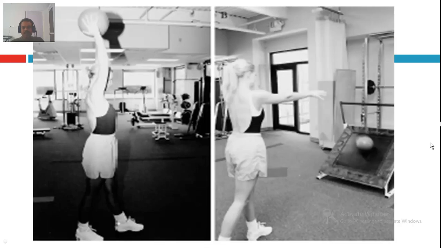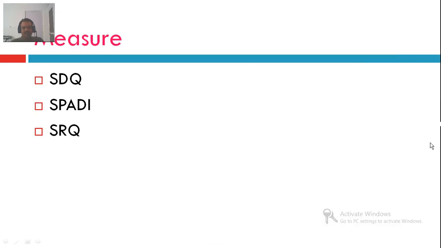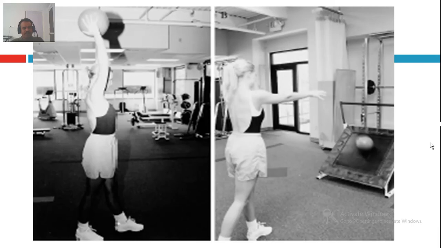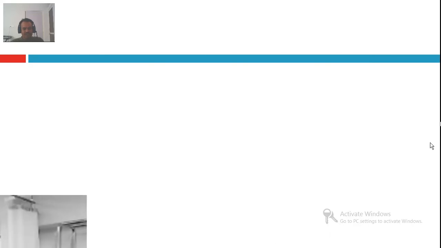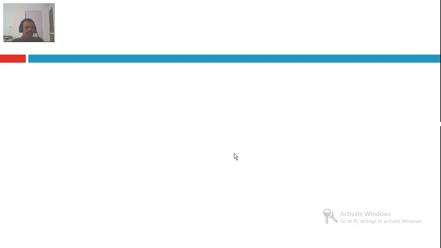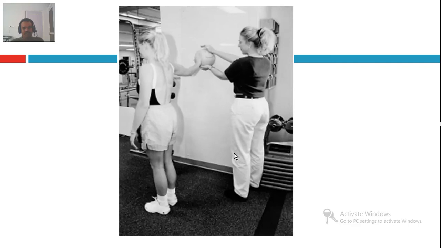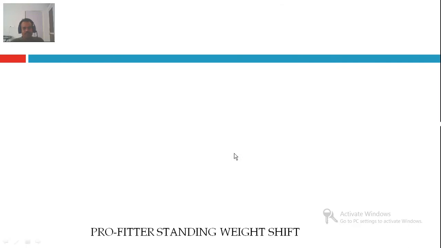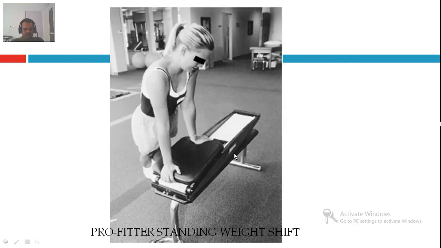Now this is about shoulder plyometrics, that is throw and catch. You can use this exercise even for shoulder stabilization also. One should not forget to evaluate the shoulder, and you can use a shoulder disability questionnaire, the shoulder pain and disability index, or the shoulder rating questionnaire. It helps you find out where you are, where your patient was a few weeks back and where your patient is right now. Okay, this is another example of how to work with the shoulder. Now this is a kind of instrument, we call it a profiter standing weight shift.